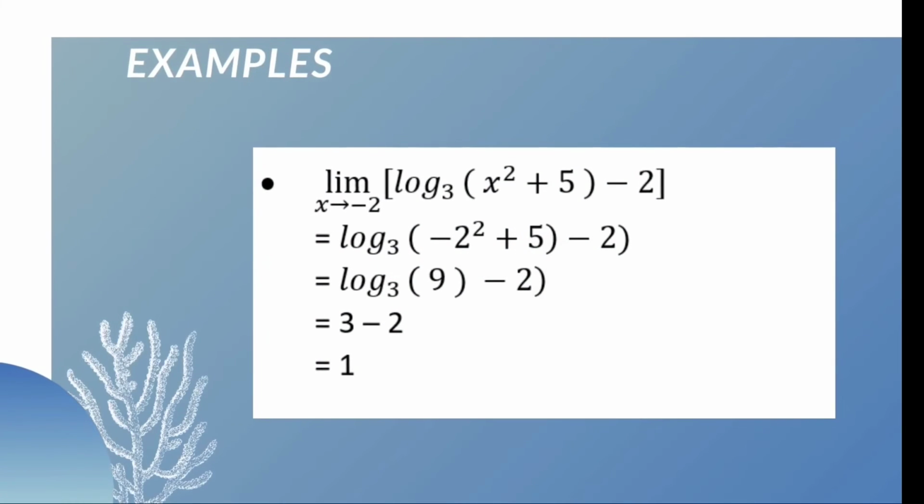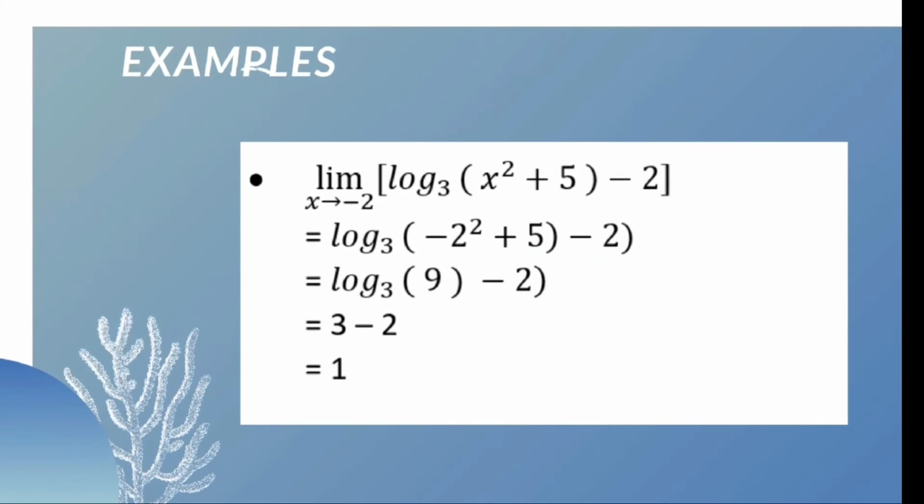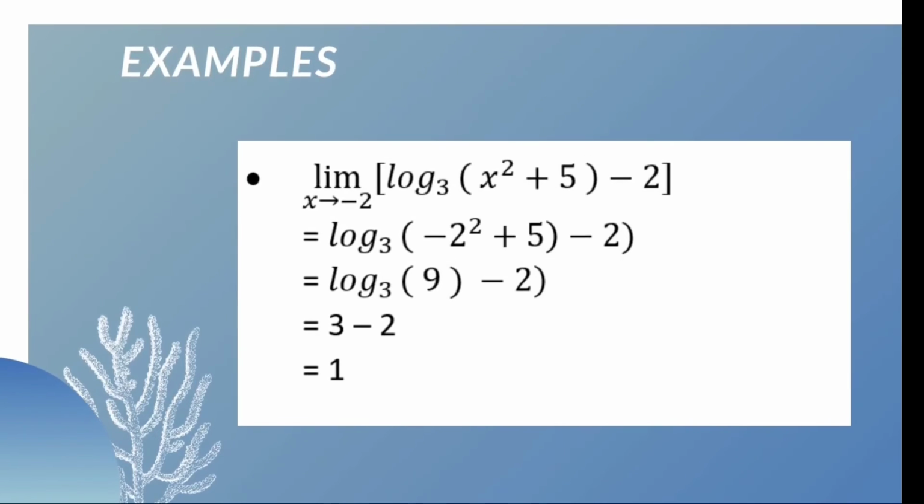Now, let's try this one. First, again, substitute. So we have 2 times logarithm of negative 2 plus 5 minus 2. So we will simplify, and that will give us 2 times logarithm of 9 minus 2. So solve for logarithm of 9 base 3 first, and you will get 2. Now you multiply 2 by 2, and that will give us 4.